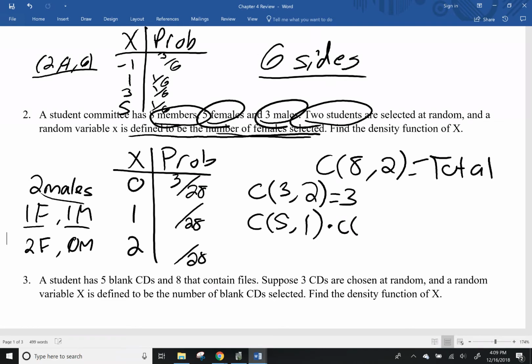There are 3 males to choose from, and I'll be selecting 1. So I'm choosing 1 female out of 5. I'm choosing 1 male out of 3. And that's a total of 15 if you put that in the calculator.